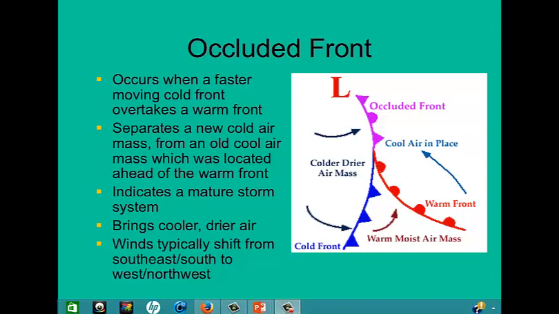The warm front is on the bottom right-hand side, and the cold front that has just overtaken the warm front is on the bottom left-hand side. So the cold, drier air moves in. This indicates a mature storm system and is surrounded by a low-pressure system, as we'll talk about later on. Winds typically shift from southeast to south and move to west to northwest in direction.